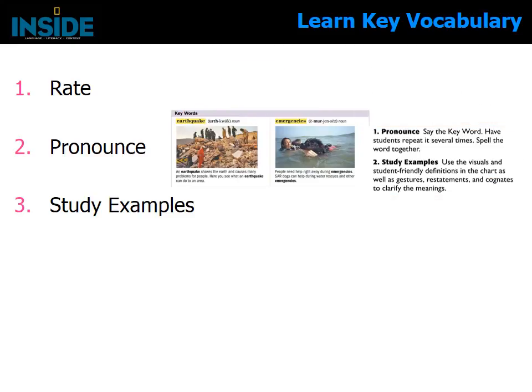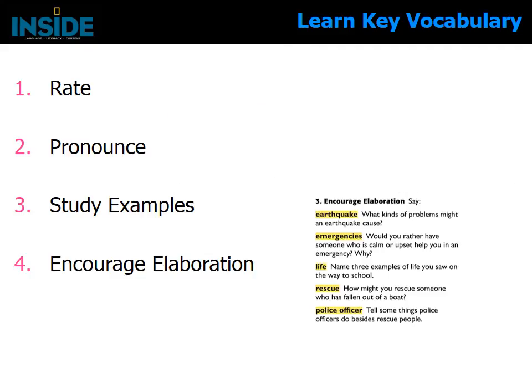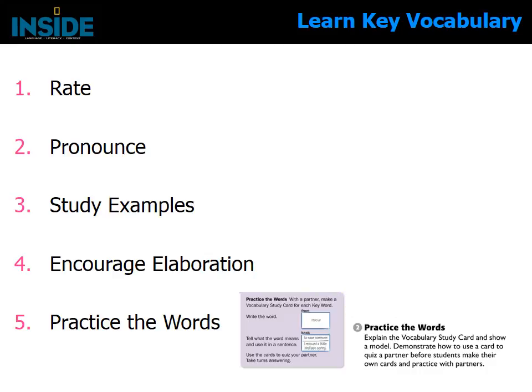The next steps are to guide students in correctly pronouncing the word by syllables, and as a whole, and explaining the meaning of the words by studying the visuals and using the clear, student-friendly examples provided. In the fourth step, elaborate word meanings by asking the probing questions in the teacher wrap and having students generate their own examples. And finally, students work with a partner to practice the words using the vocabulary study cards they have created and completing the corresponding practice book pages.